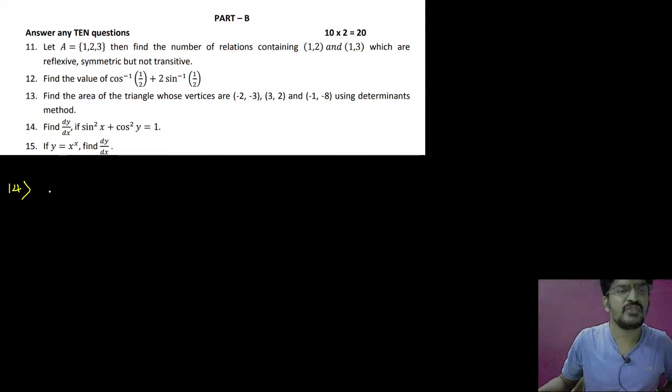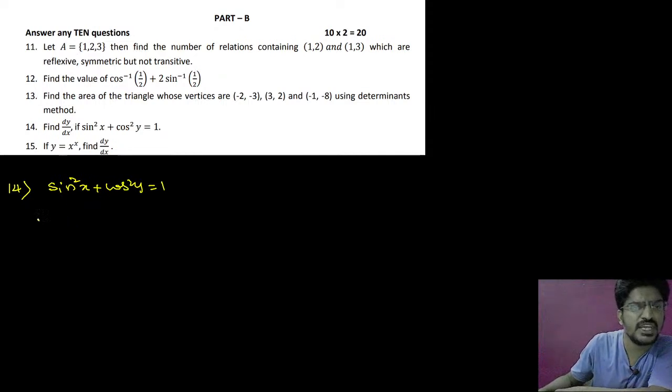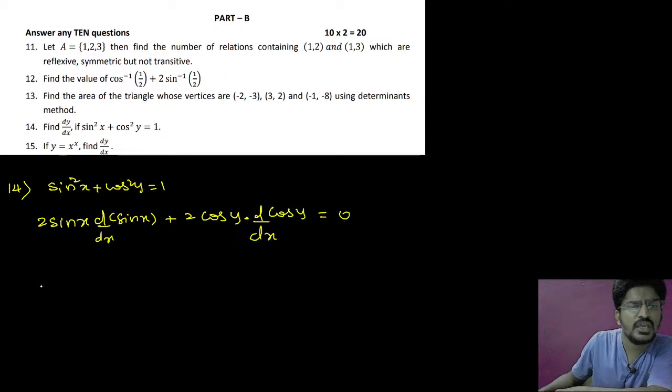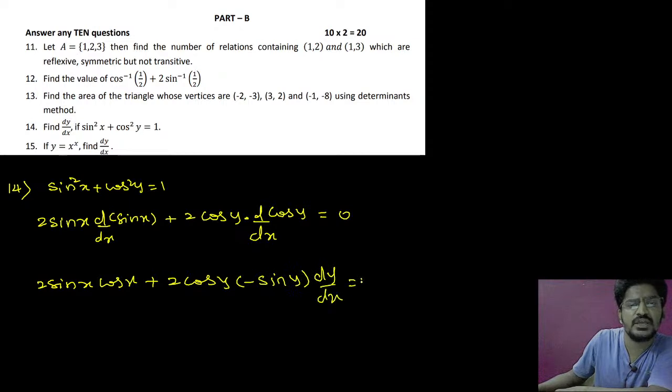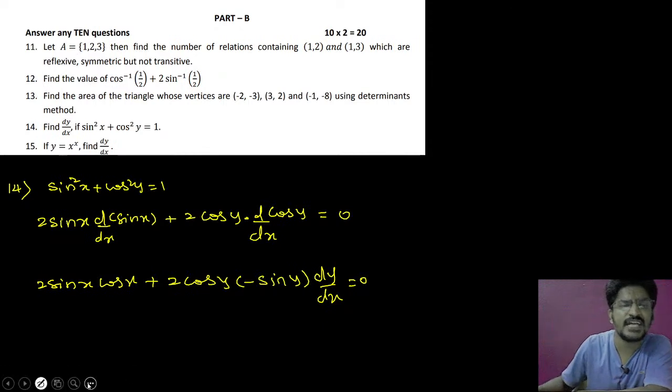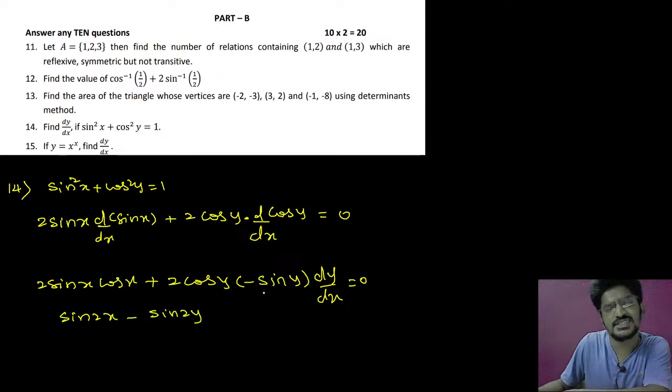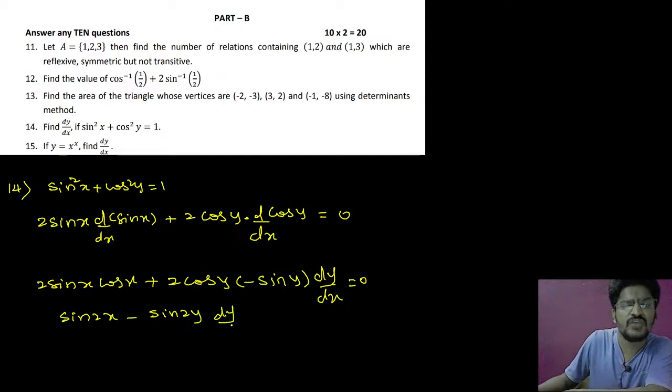The 14th one: find dy by dx if sin square x plus cos square y equals 1. So differentiate this. The derivative is 2 sin x times d by dx of sin x, plus 2 cos y times d by dx of cos y, equal to 0. Here you have 2 sin x cos x, which is sin 2x, plus 2 cos y times the derivative of cos y, which is minus sin y into dy by dx, so minus sin 2y into dy by dx, equal to 0.